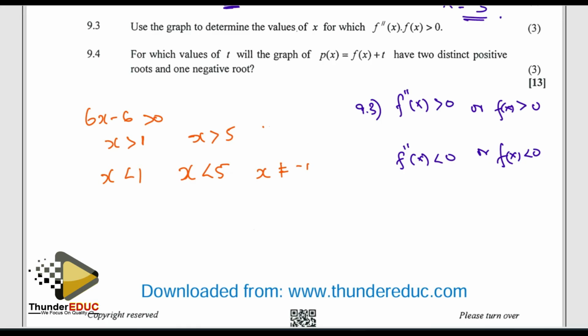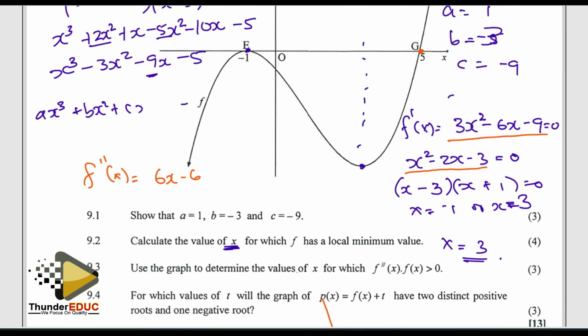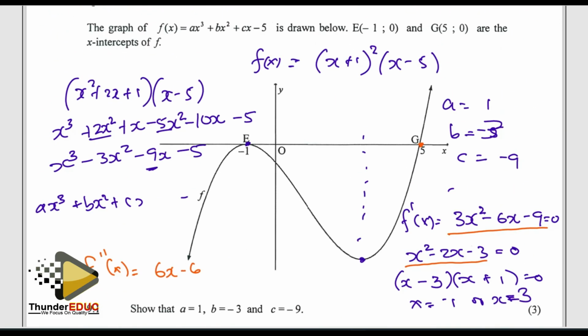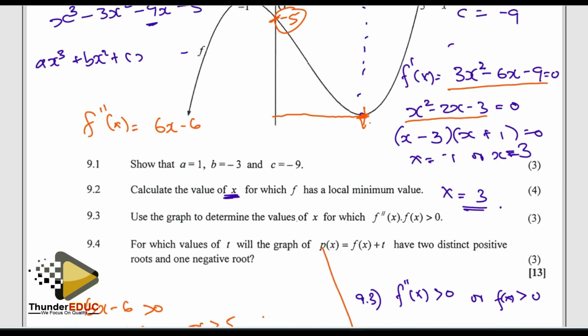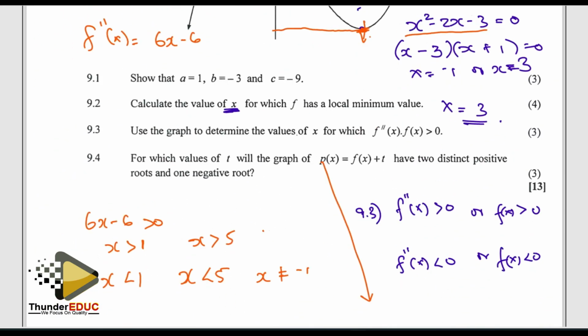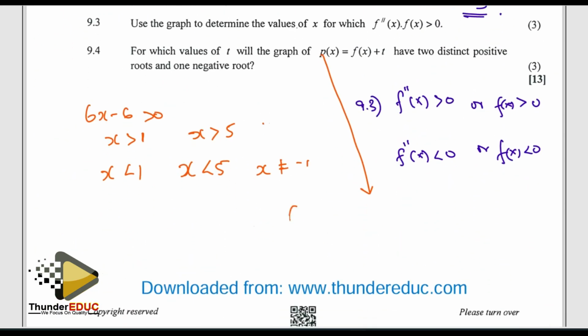Question 9.4: for which values of t will this have two positive distinct roots and a negative? Which means this graph needs to be moved. The t is just a shift in the vertical. So this is going to be negative 5 from f if x is 0 everywhere. What we need to find is the value of y at the turning point, or the minimum value. So if x is 3 for f, I'm going to say f of 3.